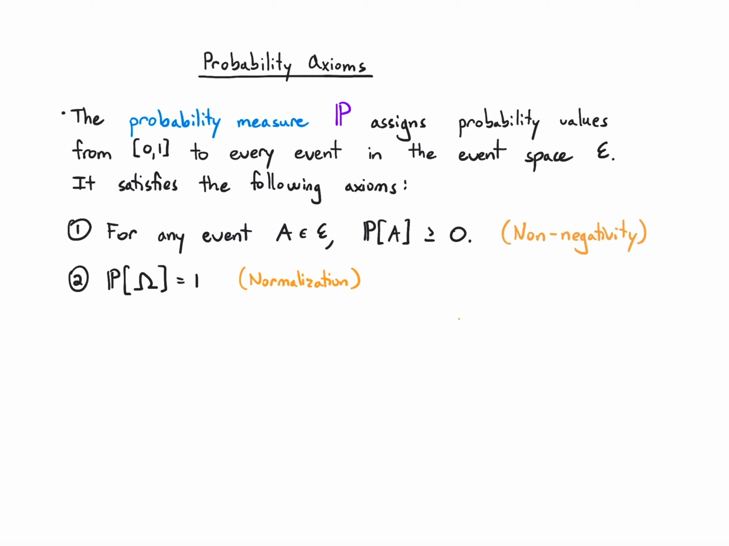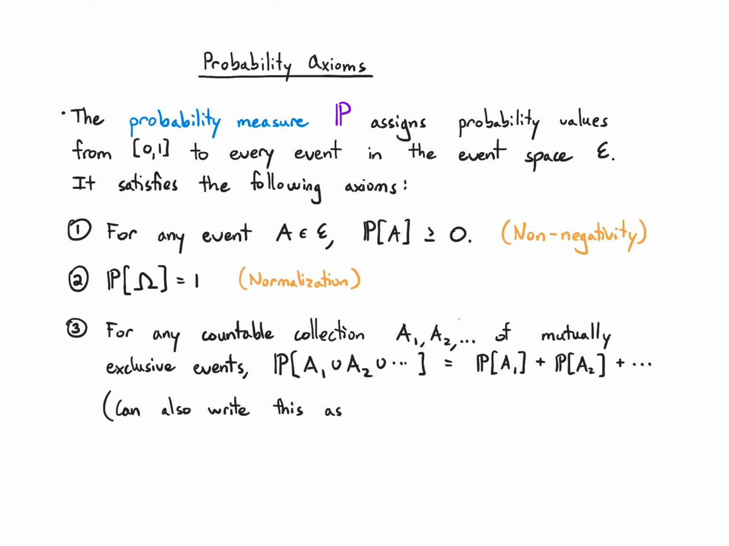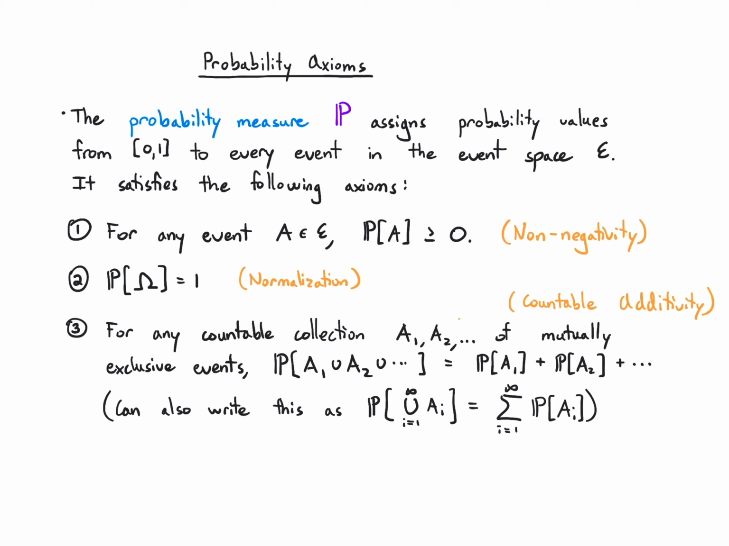And finally, the most interesting property is that for any countable collection A1, A2, and so on, of mutually exclusive events, the probability of their union is the sum of their individual probabilities. Another way of writing the same thing is that the probability of the union ends up as a summation of probabilities. By the way, this is countable additivity, and we'll usually just call it additivity.